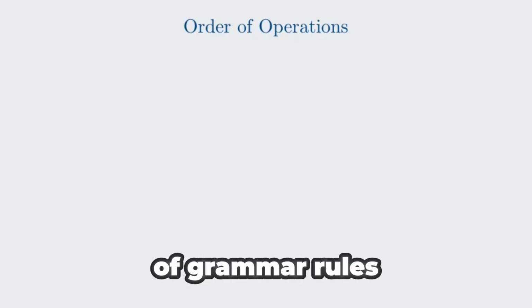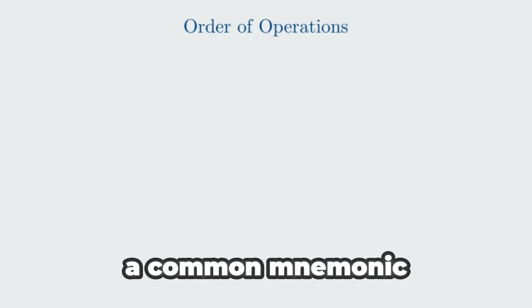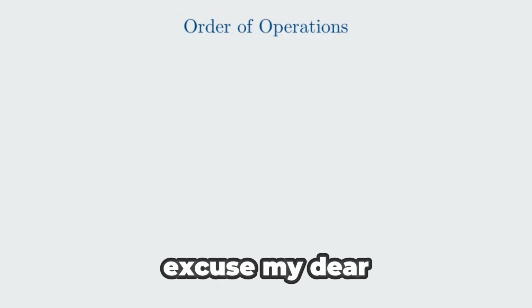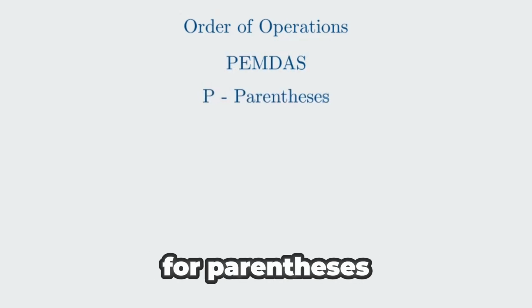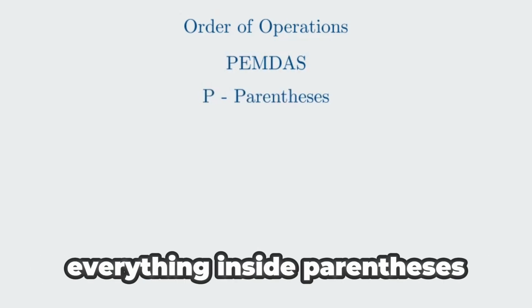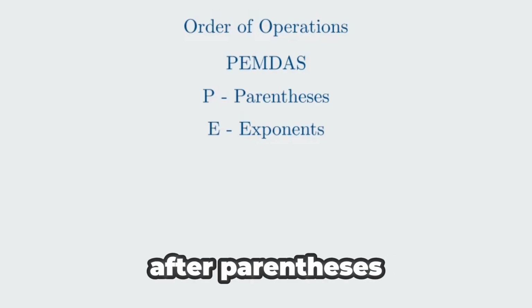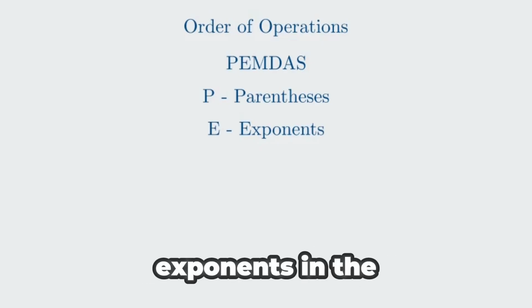Think of it as a set of grammar rules for math. A common mnemonic to help us remember this order is PEMDAS, or Please Excuse My Dear Aunt Sally. Let's break down PEMDAS. P stands for parentheses. We always solve everything inside parentheses first. E is for exponents. After parentheses, we handle any exponents in the problem.